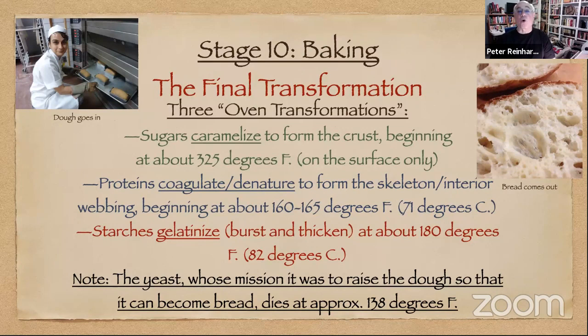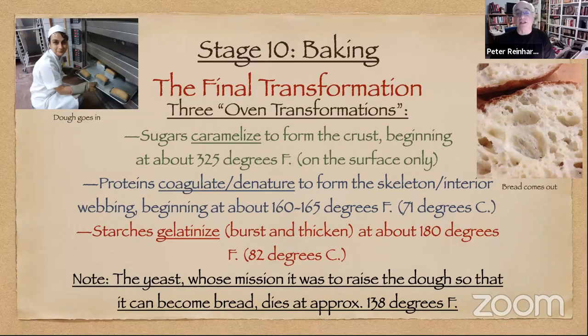Proteins, on the other hand, coagulate or denature. They open up, they unfold, they line up, they get organized to form the skeleton interior of the loaf. And that happens at about 160. So while the outside's getting very, very hot, the inside is rising to 160 to 165, and the proteins are beginning to denature and coagulate.